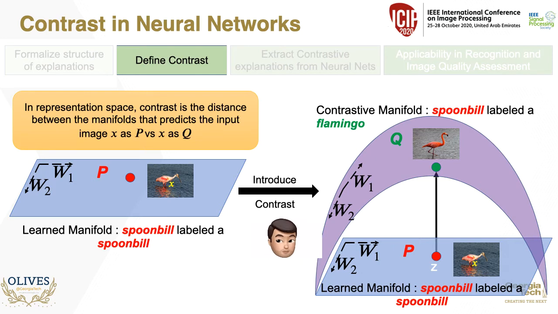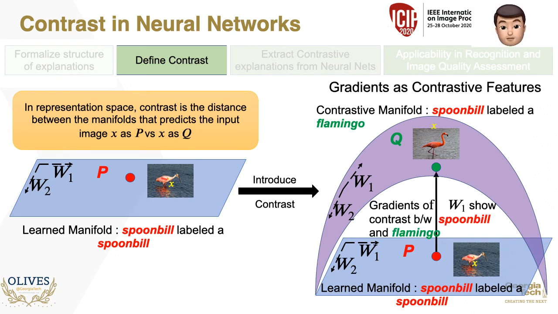to manifold Q. Assuming that the image of the spoonbill falls on the manifold P, where it is correctly predicted as a spoonbill, the gradients of loss function between classes P and Q shows the movement between the two manifolds. This is illustrated in the diagram to the right. Hence, contrast between P and Q is the gradient dJ by dW from any particular layer.